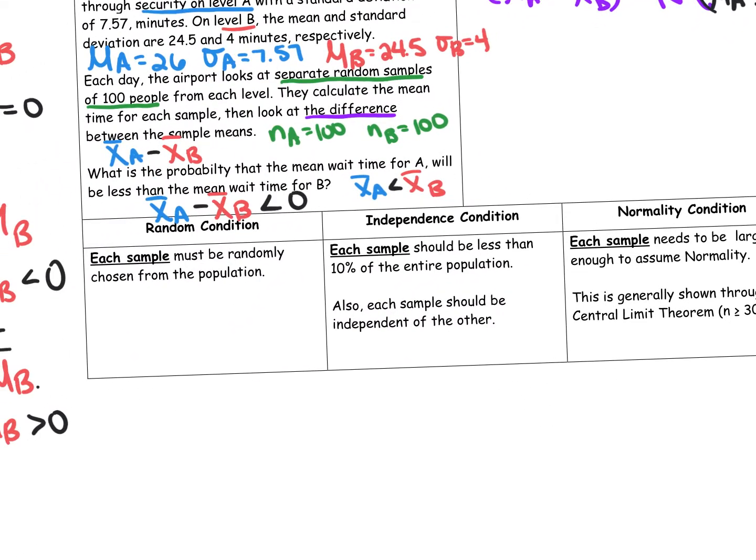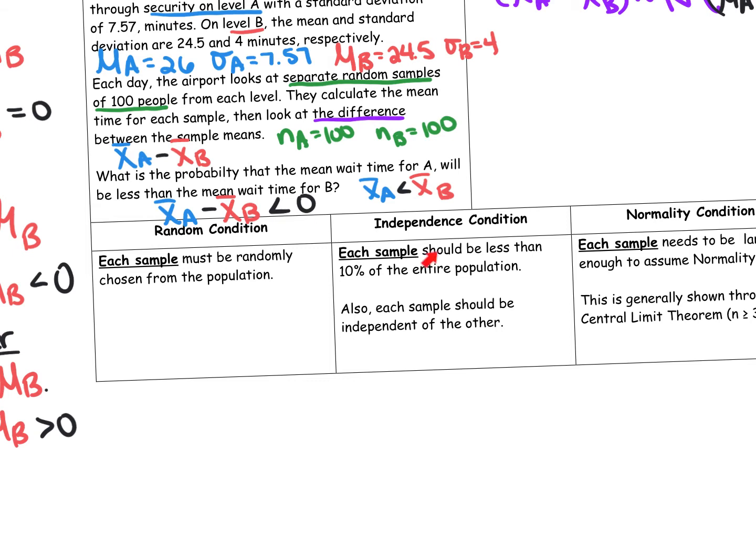The first condition is that each sample must be randomly chosen from the population. Generally, that'll be stated. We can also assume that they're randomly choosing things from the population. The next condition is the independence condition. And remember, our independence condition is what we also call our 10% rule. So you can't sample more than 10% of either population. Also now, here's the big new thing, we need to state that each one is independent.